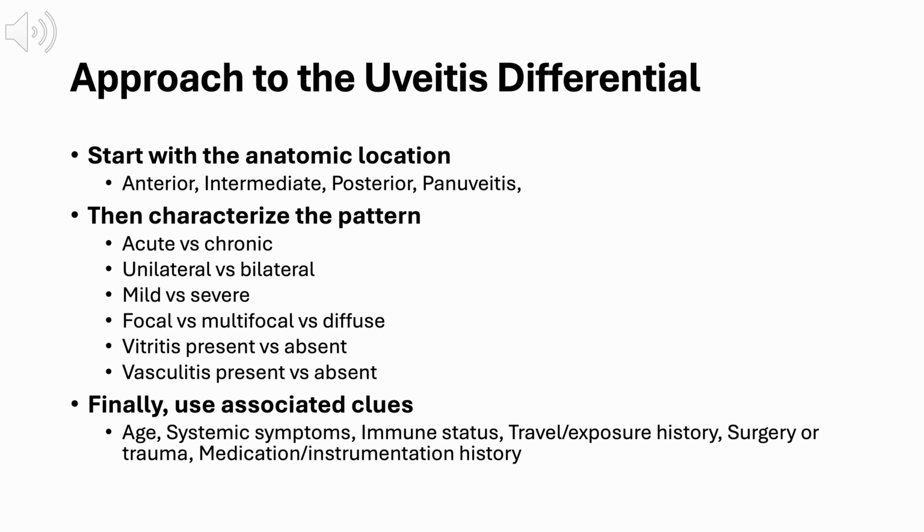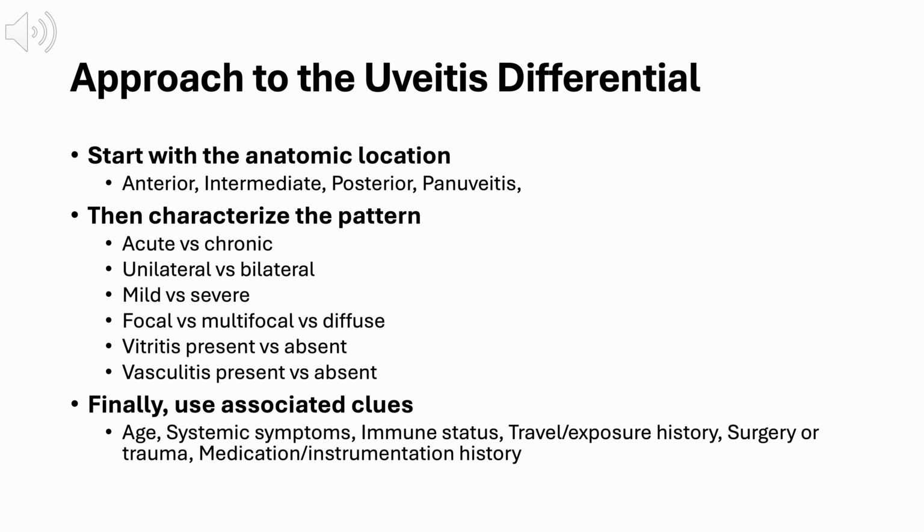Here's the practical 3-step algorithm. Step 1. Start with anatomic location: anterior, intermediate, posterior, or panuveitis. Step 2. Characterize the pattern: acute versus chronic, unilateral versus bilateral, mild versus severe, focal versus multifocal versus diffuse, vitritis, present or absent, and vasculitis, present or absent.